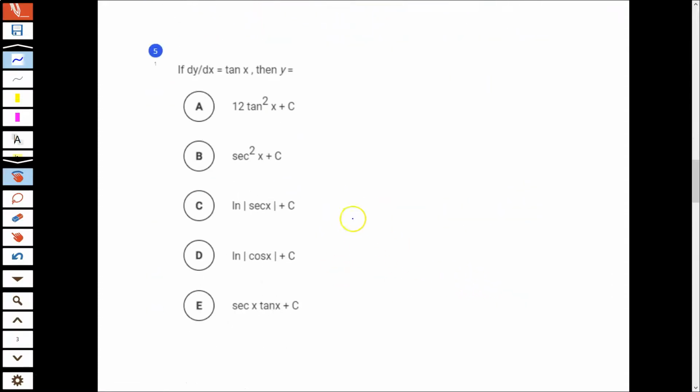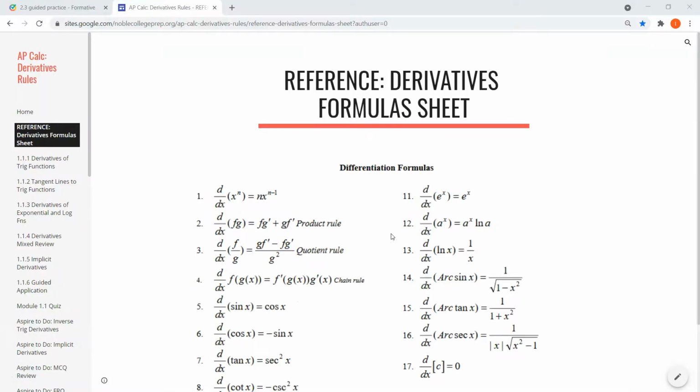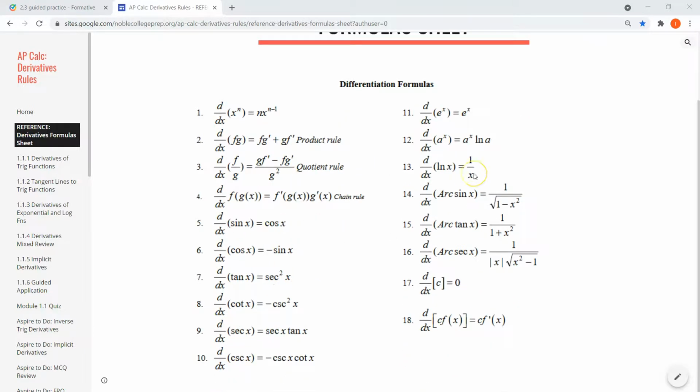Okay, here's a spicy one. So the derivative of y is tangent. Then y equals one of these things. So there's a couple different ways you can go about this. The first thing you should do is look at your derivative rules. So what I'd be looking for, right, is tangent of x on the right hand part of the equality. I'm looking for the derivative of some function being equal to tangent of x. And we don't have one, right?